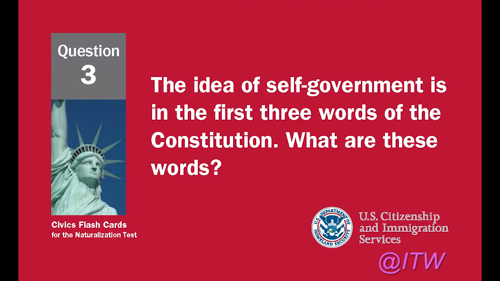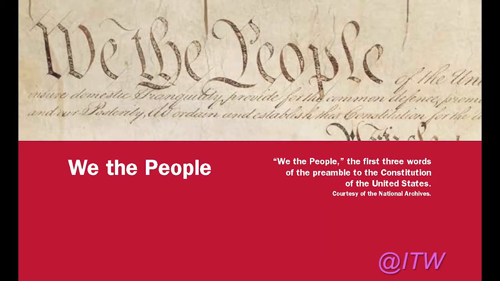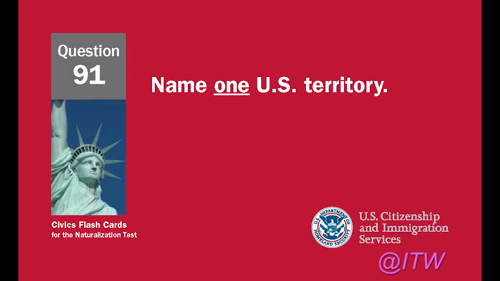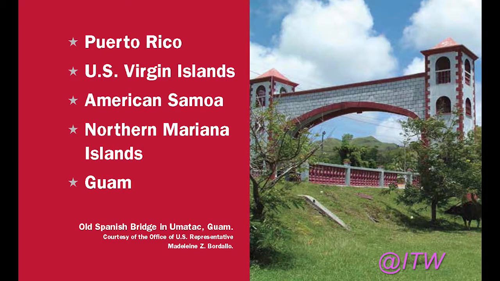The idea of self-government is in the first 3 words of the Constitution. What are these words? We the people. Name one U.S. territory. Puerto Rico. U.S. Virgin Islands. American Samoa. Northern Mariana Islands. Guam.